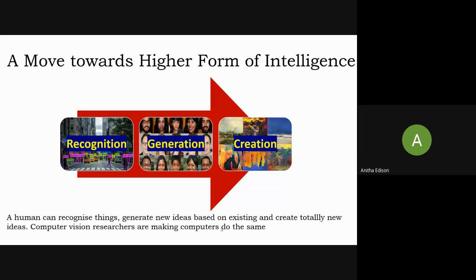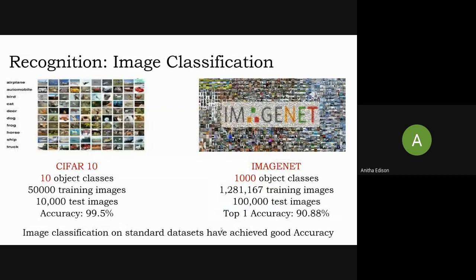So I thought I'd review a few things happening in the recognition area, a few things happening in the generation area, and a few things happening in the creation area. Okay, recognition. The first thing done in computer vision recognition was image classification.